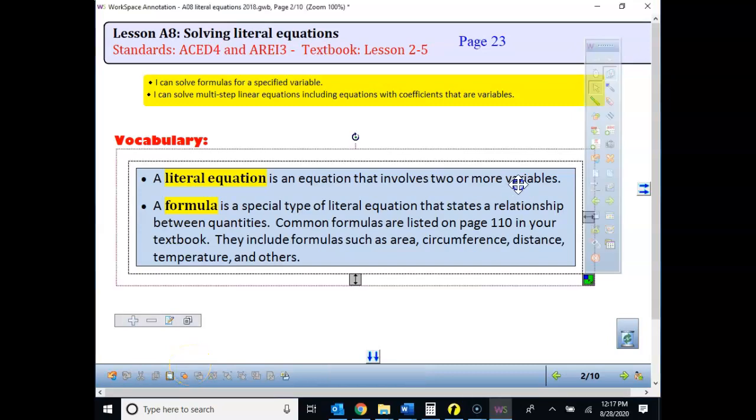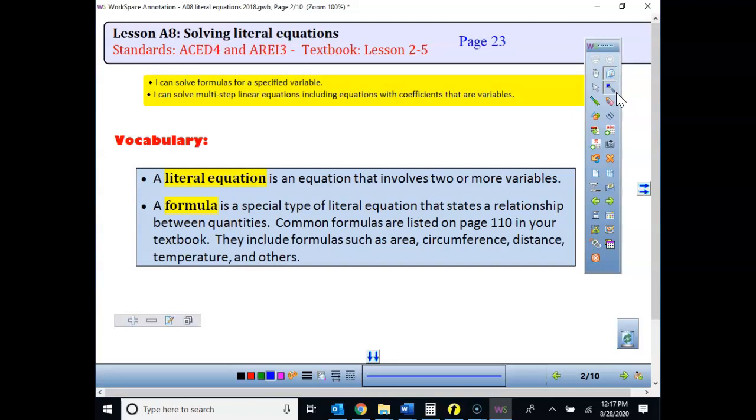I hope yesterday's homework quiz went okay for you with the absolute values. That is a tougher lesson with breaking those apart, so please make sure you let your teachers know if you're struggling with that. We are now looking at lesson A8, solving literal equations.